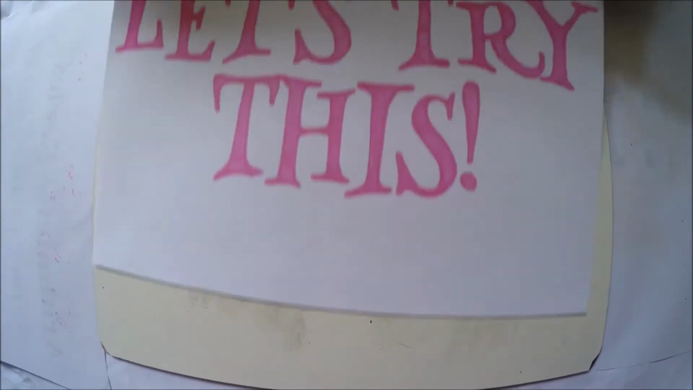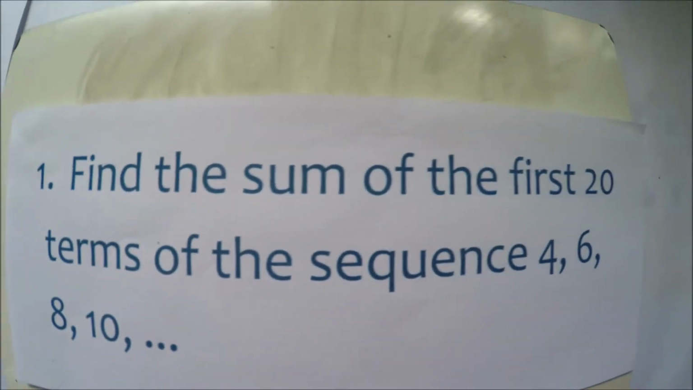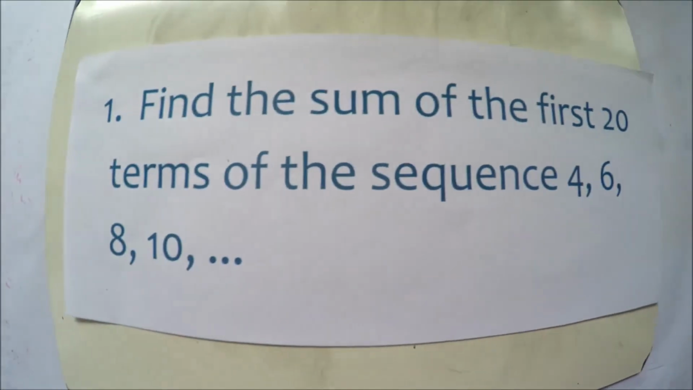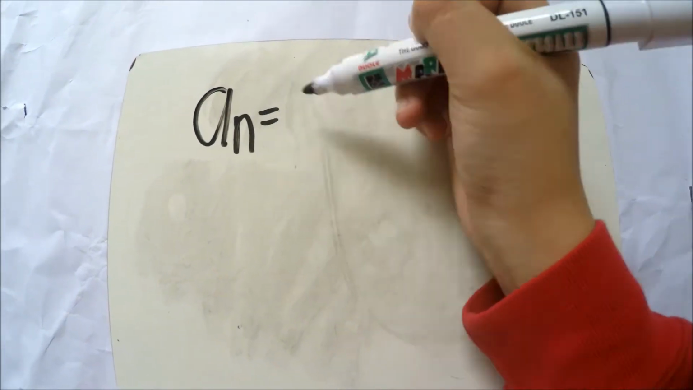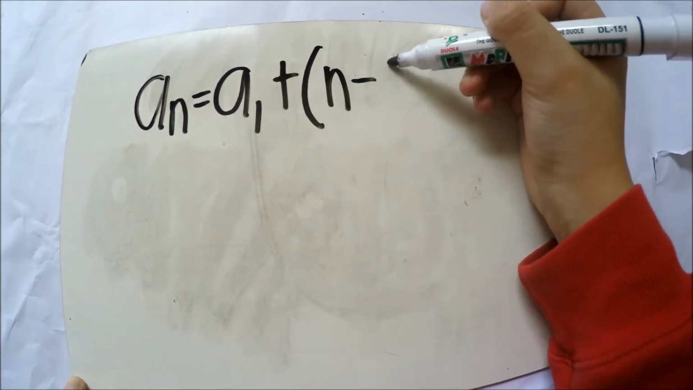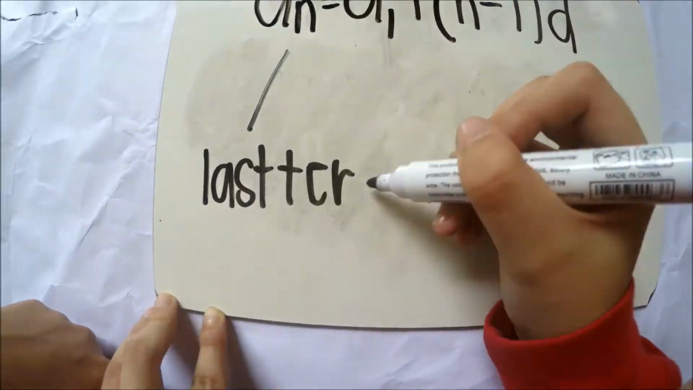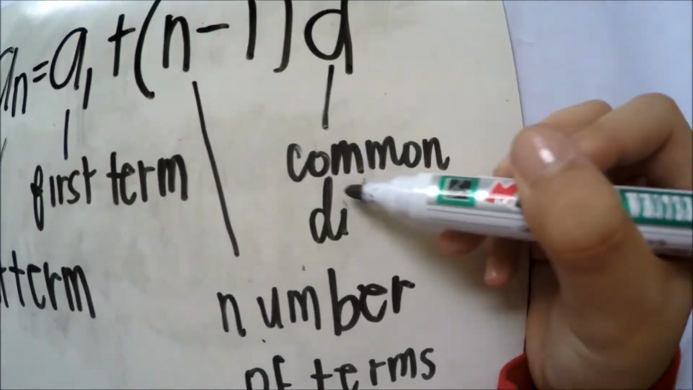It's easy, right? Let's try solving more problems. Our first problem is: find the sum of the first 20 terms of the sequence 4, 6, 8, 10, and so on. Now this problem requires us to get S sub 20 with no a sub 20 given. So we'll need to get a sub 20 first by using the formula of an arithmetic sequence: a sub n equals a1 plus the product of n minus 1 and d. an is the last term, a1 is the first term, n is the number of terms, and d is the common difference of the terms in the sequence.